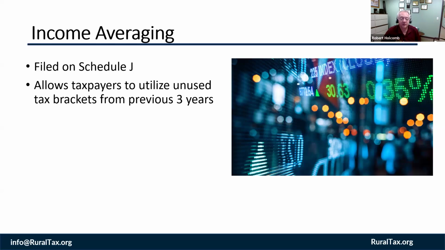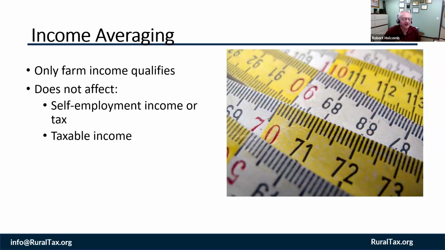Okay, another thing that's available to producers is income averaging. Now, your tax professional really ought to be doing this already, but the statistics that I've looked at nationally say this is an underused technique, and it surprises me because it's not hard. It's one form to fill out. What income averaging allows you to do, it isn't actually averaging the income. What it does is it allows you to use the unused brackets from the last 3 years. It does not affect self-employment tax. It also does not affect taxable income. All it's doing is blending the rates.